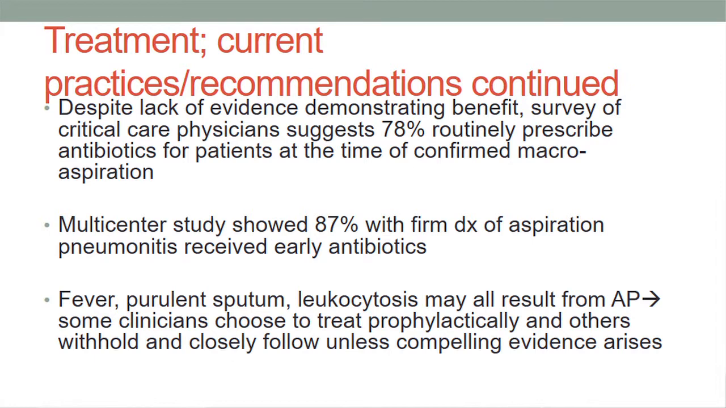And despite the lack of evidence demonstrating their benefit, antibiotic use continued. There was a survey done recently that showed about 78% of critical care physicians routinely prescribed antibiotics for patients at the time of a confirmed macroaspiration event. And another multi-center study showed about 87% of patients with a firm diagnosis of aspiration pneumonitis received early antibiotics. And then because aspiration pneumonitis presents very similarly to aspiration pneumonia, you can have fever, purulent sputum, leukocytosis. Some clinicians do choose to treat prophylactically, and others withhold and closely follow unless any compelling evidence arises later on in the disease course.